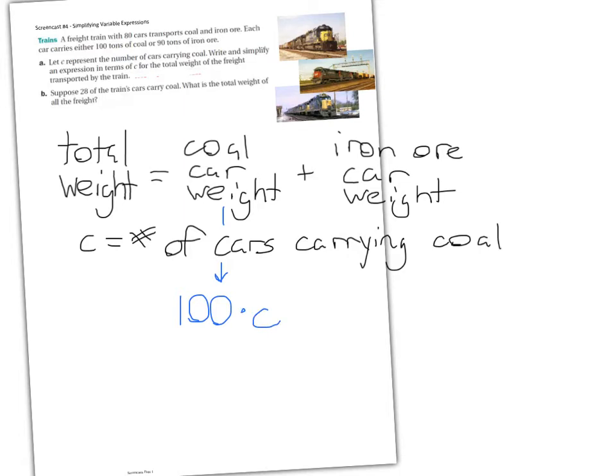Like we said, if C were 1, that's 100 times 1. If C were 2, that's 100 times 2. If C were 3, that's 100 times 3. But we don't know what C is. So it's 100 times C.